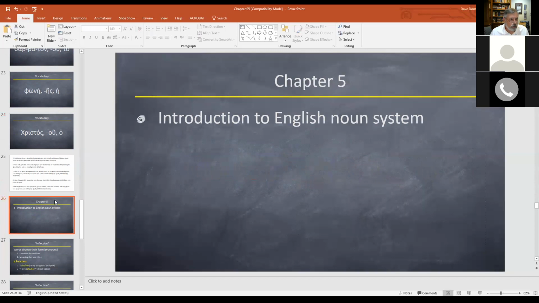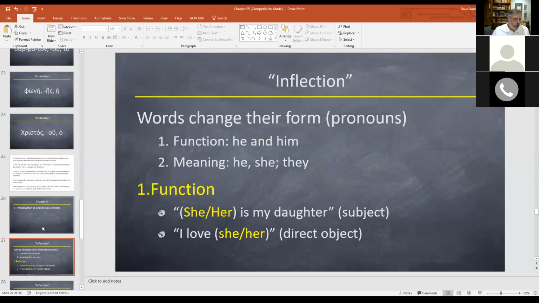I want to go to chapter 5 and just do an introduction to English nouns very quickly. If you're like me, and you probably are not, I struggled with grammar in high school and did poorly for years. And then I studied Greek, and actually I had to learn grammar, and I became pretty good at it. Wow. So Greek will actually improve your English grammar.